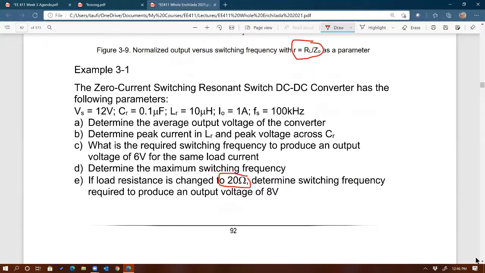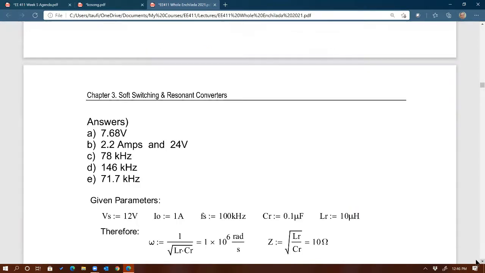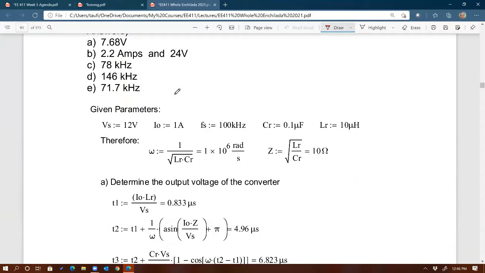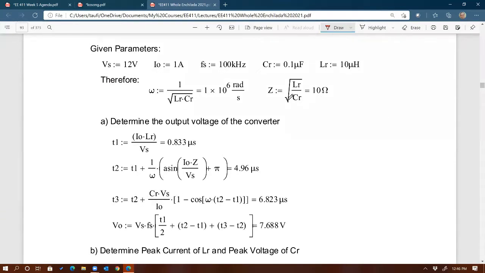Remember I said earlier that in order to adjust the output voltage, you're going to need to change the switching frequency. So let's do this problem. I have the answers and I used MATHCAD to do this because I'm too lazy to do it by hand. So those are the given values, stated in the problem statement. And then from there, I could get the resonant frequency in radians per second. That's our omega, and then there's the characteristic impedance right there, 10 ohms.